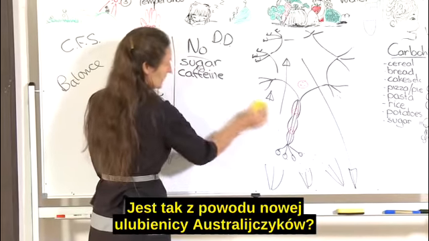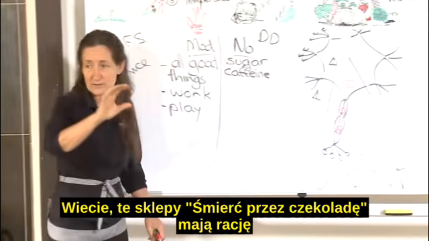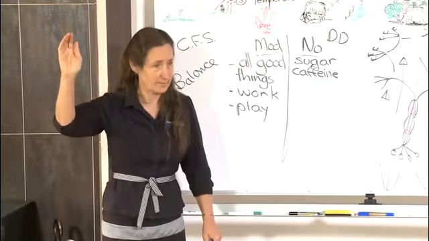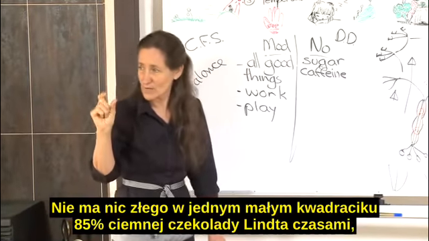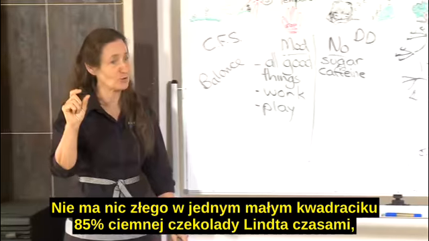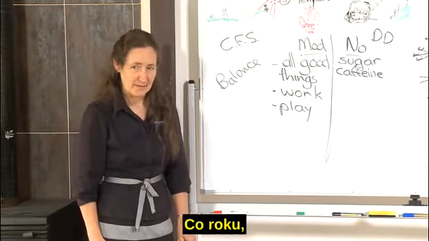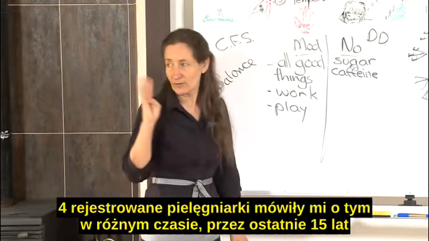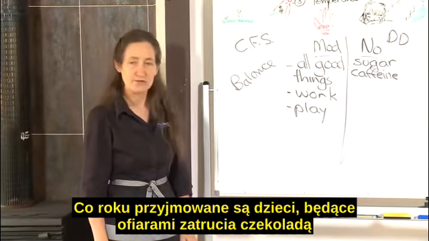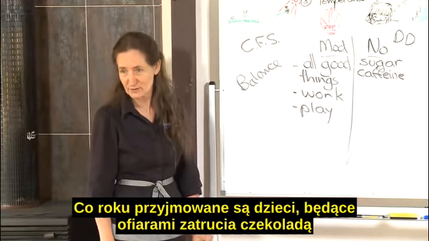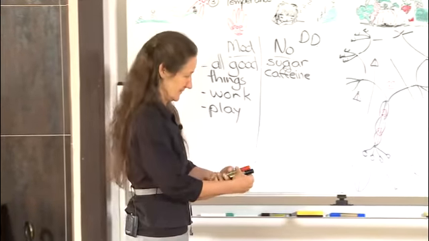Is it because of Australia's new darling? The shop, Death by Chocolate, they're right. They're actually right. Nothing wrong with one little square of 85% Lindt dark chocolate occasionally, but not many people can do that. Every year, and 4 registered nurses have told me this at different times over the last 15 years, every year children are admitted to casualty with chocolate poisoning. That one doesn't reach the newspapers, does it?